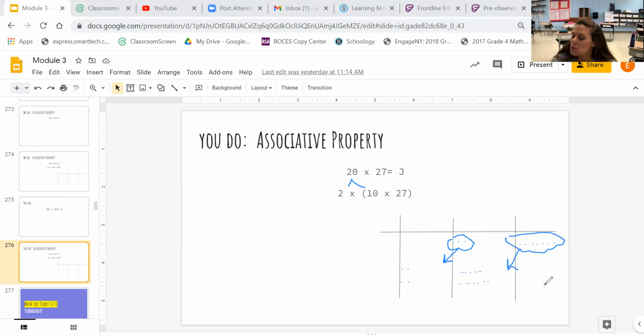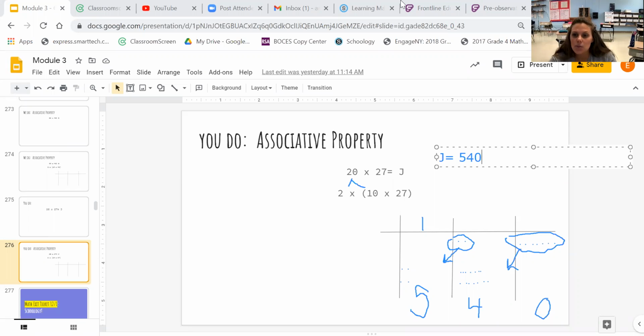And then we add it up. So now in the ones place, I have nothing there. In the tens place, I have 14. 7 and 7 is 14. I can't fit 14. So I would put my 4 and regroup my 1. 1, 2, 3, 4 plus 1 is 5, giving me a value of J of 540.